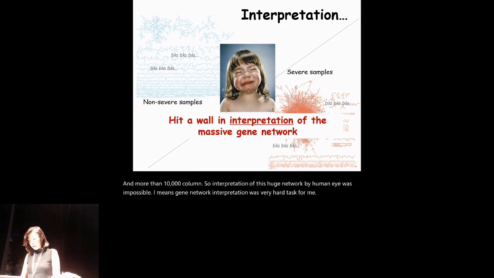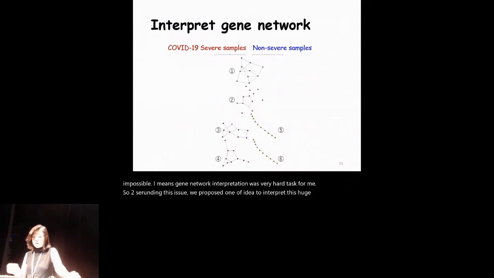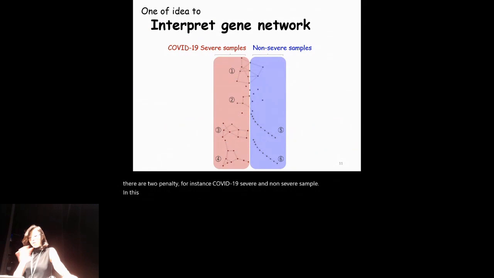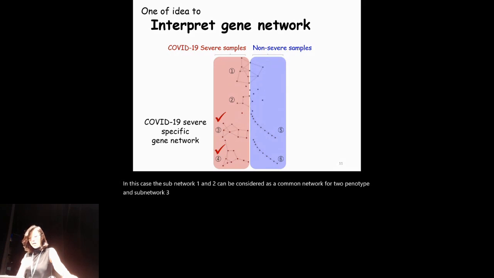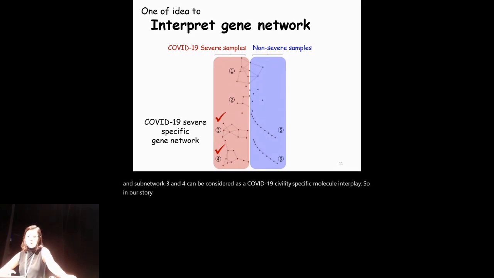So to settle this issue, we propose one idea to interpret these huge gene networks. Let's consider there are two phenotypes, for instance, COVID-19 severe and non-severe samples. In this case, subnetworks 1 and 2 can be considered as common networks for the two phenotypes, and subnetworks 3 and 4 can be considered as COVID-19 severity-specific molecular interplay. So in our study, we aim to identify these COVID-19 specific gene networks.